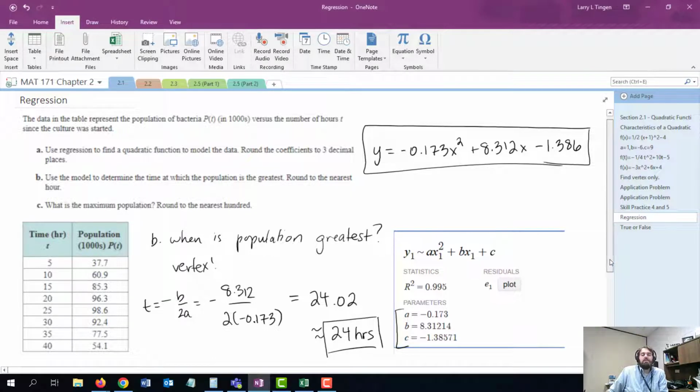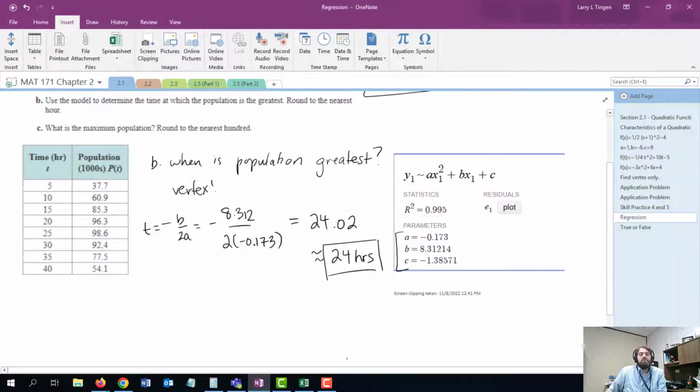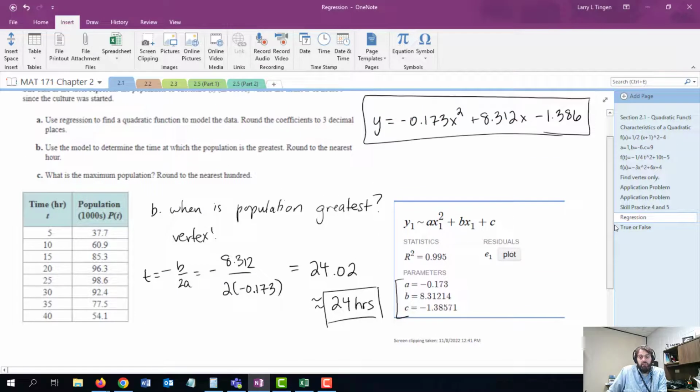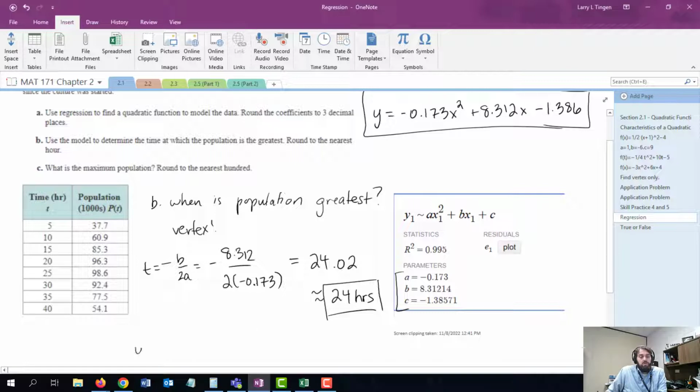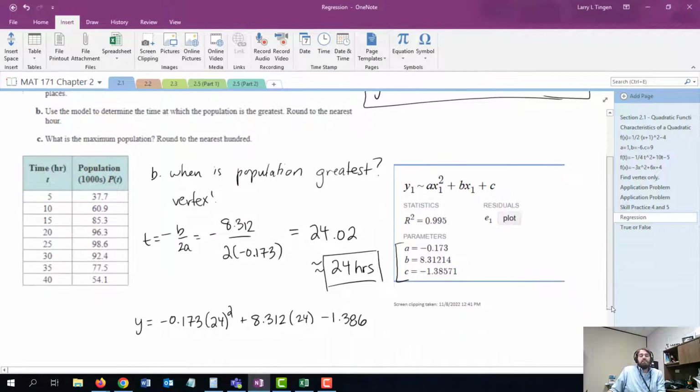And then part C, what is the maximum population? Round to the nearest 100. Okay, so 24 hours in is when I'm going to see the maximum population. What is that going to be? Let's plug it all in and find out. So y is equal to, and all I'm doing is taking the quadratic up at the top right. I am plugging in 24 because the problem told me in part B to round to the nearest hour. So I'm going to take that rounded value and plug it in for x instead of trying to keep a whole bunch of unnecessary digits.